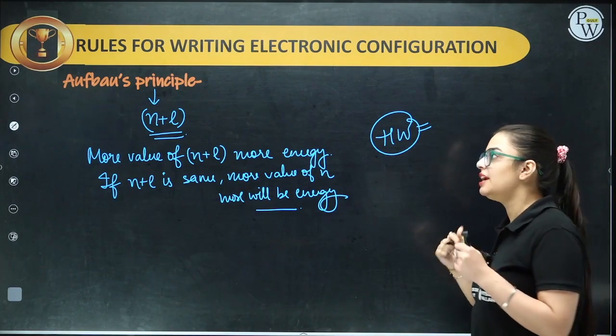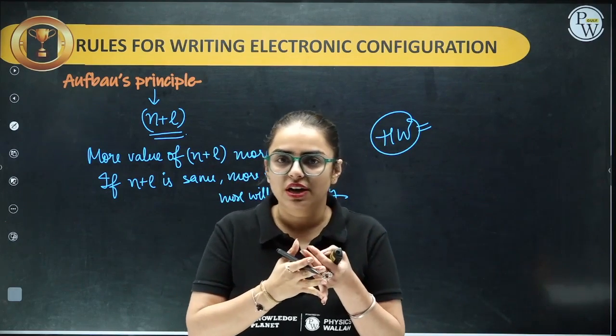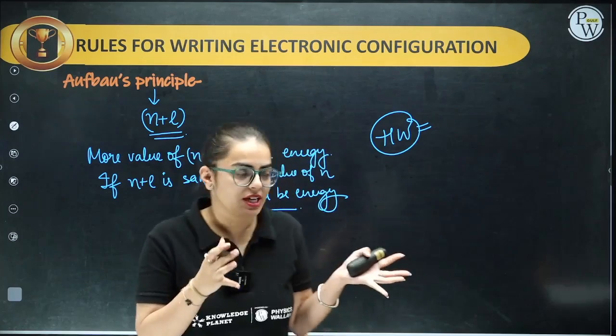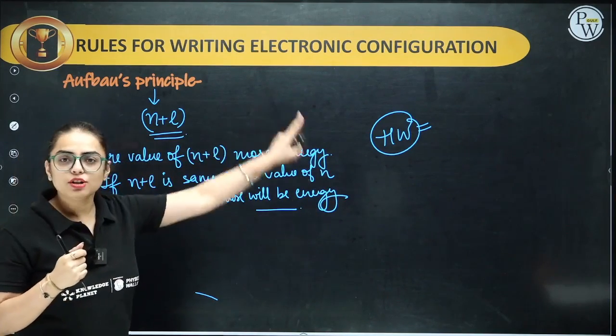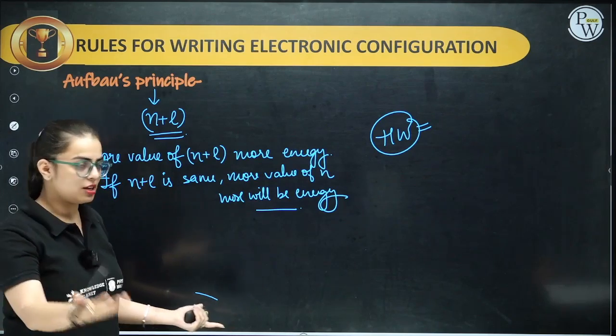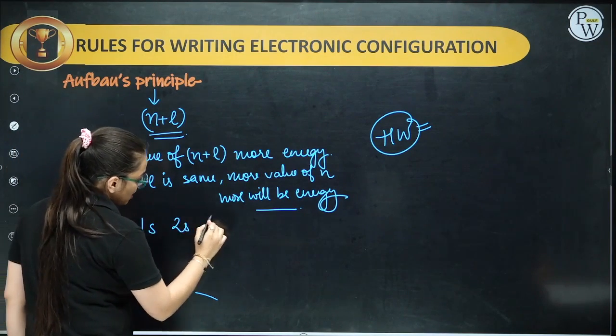No need to worry. In the third chapter also, that is our classification of elements, I am going to tell you about the electronic configuration, though I am giving you an example of how you have to tell. See, you have to write the order. I am telling you how you can find the order. See, first comes 1s, then comes 2s, then 3s.